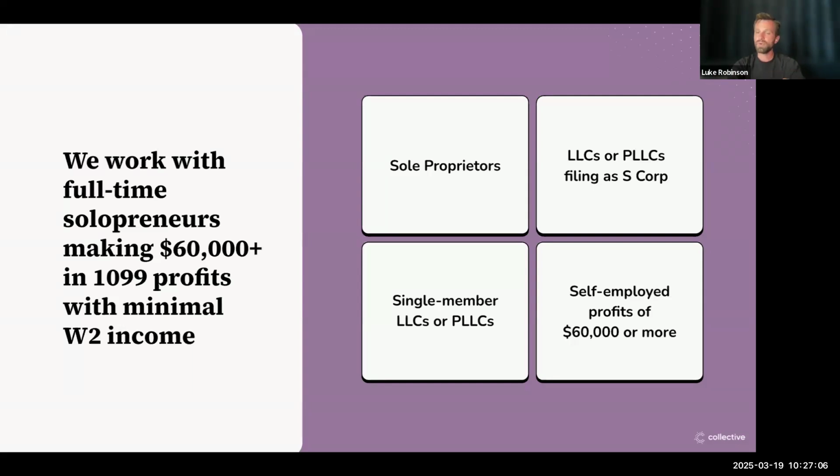So this is not a hard and fast rule, but it's just a suggestion of an income level to have before you join Collective. Over here, we work with, for one, sole proprietorships, people who don't have LLCs or a business structure set up yet. We work with single member LLCs or PLLCs, which are professional limited liability companies, that have already been formed, meaning there's only one person in the ownership structure on the LLC. Then we also welcome LLCs or PLLCs already filing as an S Corp. We can go ahead and onboard you in that situation too.